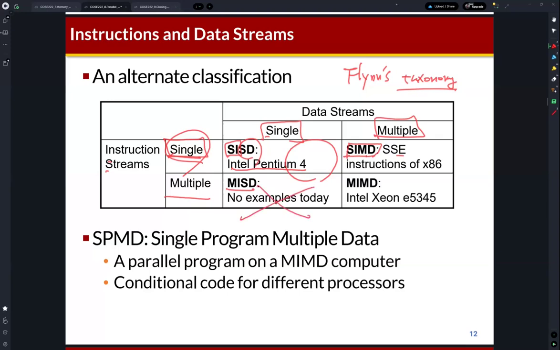MISD is not equivalent to anything; multiple instruction and same data has no examples. Another example is MIMD, multiple instruction and multiple data. This is the multi-core architecture, which means we can run multiple threads concurrently. An example is the Xeon CPU, the multi-core CPUs. So based on the relation between the instruction stream and data streams, we can classify the processors.